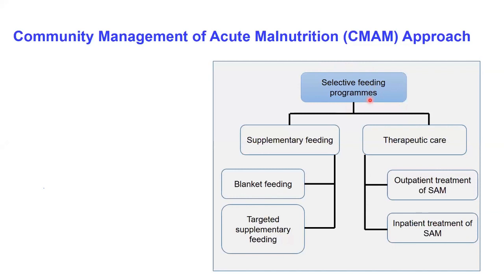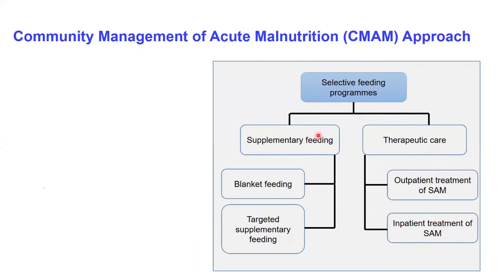So, as I've already alluded to, we have what we call therapeutic care. Therapeutic care is for the children who have severe acute malnutrition. And we categorize those with complication and those without complication. Those without complication, we treat as outpatients, and those who have complications are the ones we admit in health facilities.